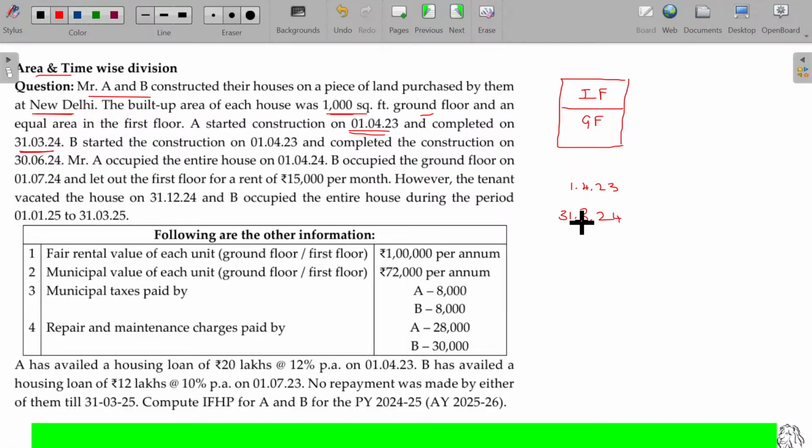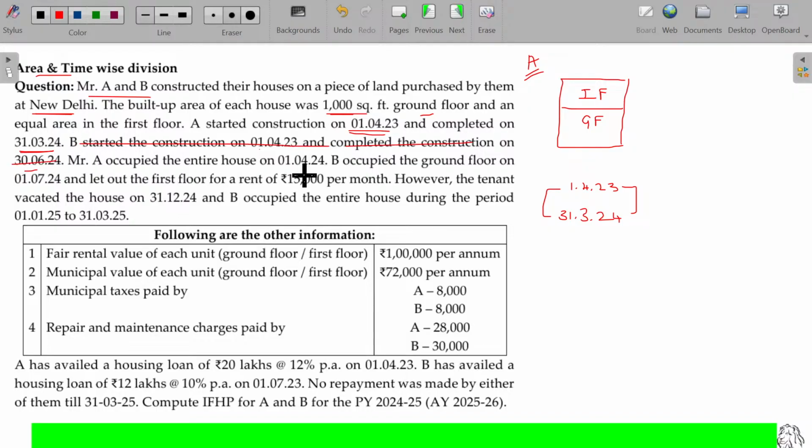Now we are calculating the income from house property for 24 to 25. So this period is considered as a construction period, pre-construction period. B started the construction on 1/4/23 and completed the construction on this date. Let me first finish calculating A alone. Thereafter, I will go for B separately. So the B part I am not going to consider now.